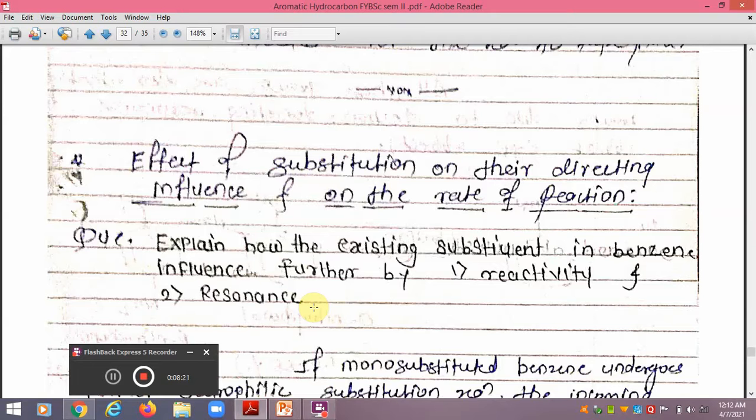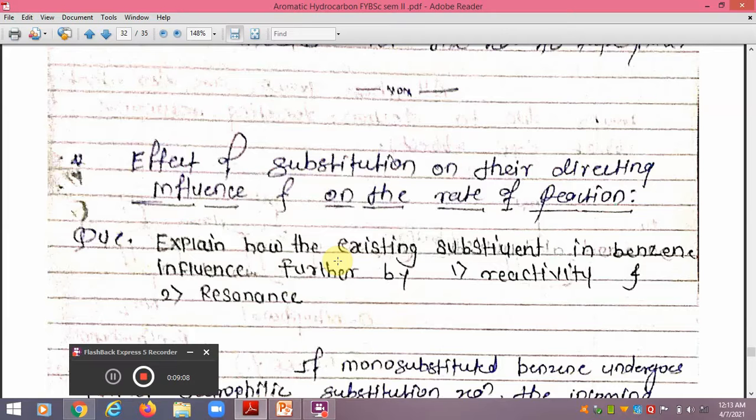So this is very important regarding monosubstituted benzene or the monosubstituted aromatic compound. So what will be the effect of substitution on their direction and influence on the rate of reaction? It means that if electron withdrawing and electron donating groups are present, what will be the effect on the incoming electrophile as well as the rate of reactions? So one thing is already clear to us: if electron donating groups are present, then the reaction will be very easy, meaning the rate of reaction will be greater. And if electron withdrawing groups are present, the ring becomes deactivated and the reaction will be difficult, meaning the rate of reaction gets reduced.